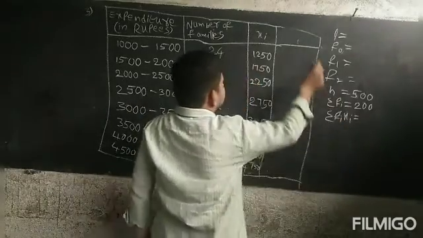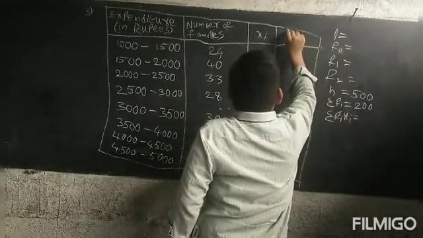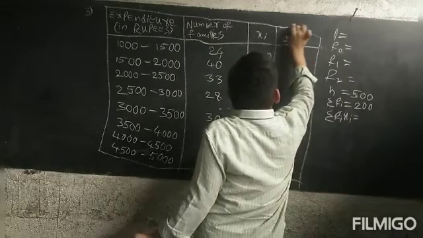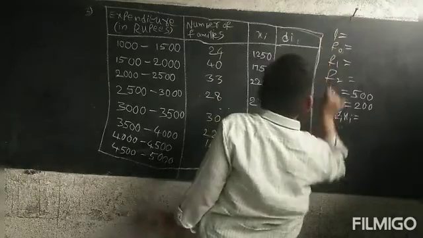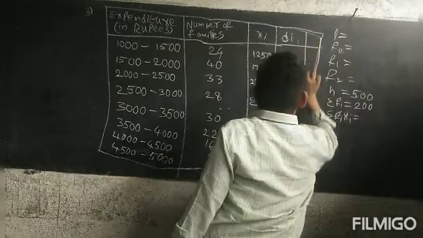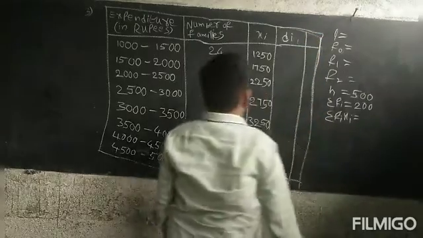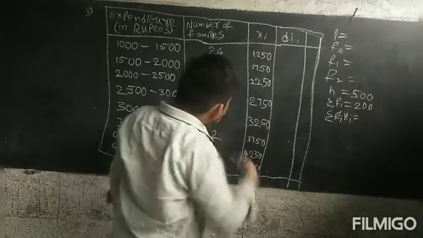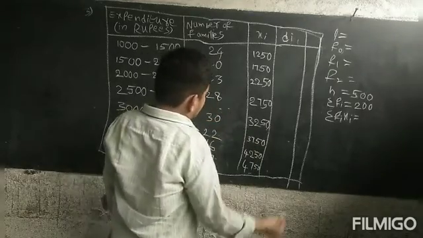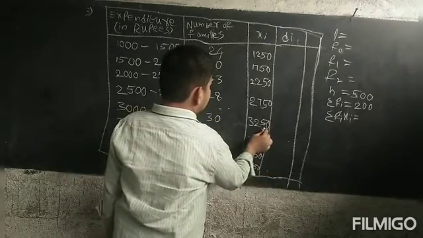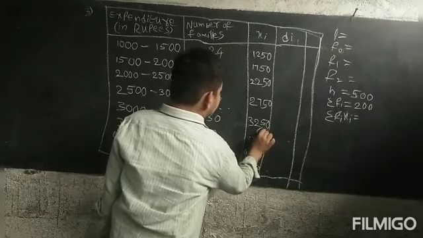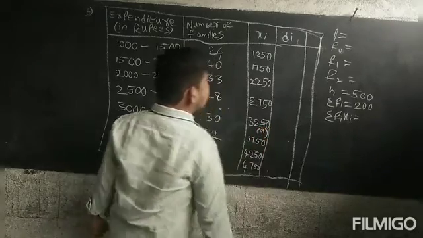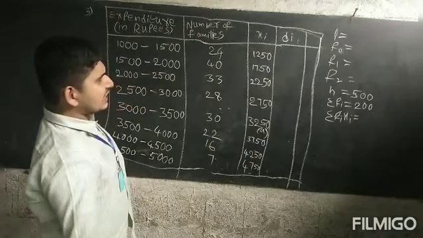Now, for d_i, d_i equal to what? Assume that the assumed mean a equal to 3250.